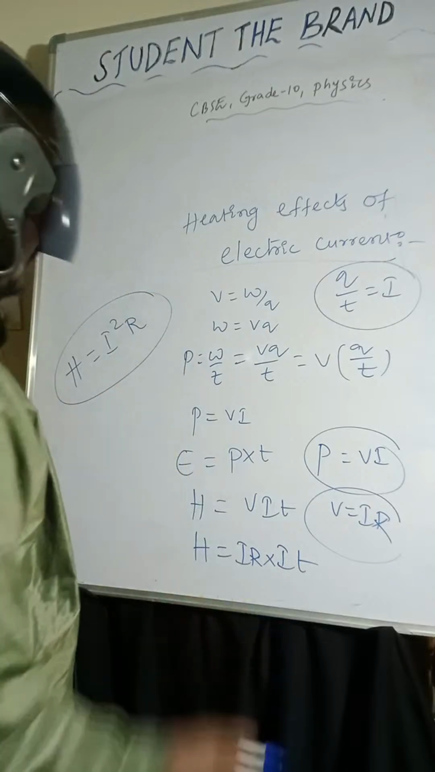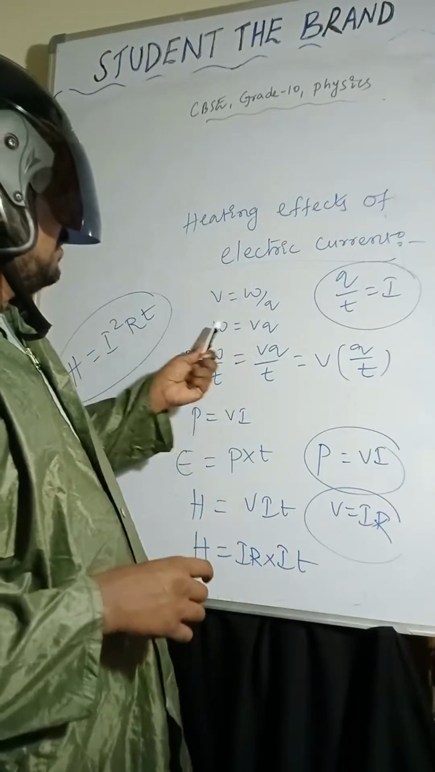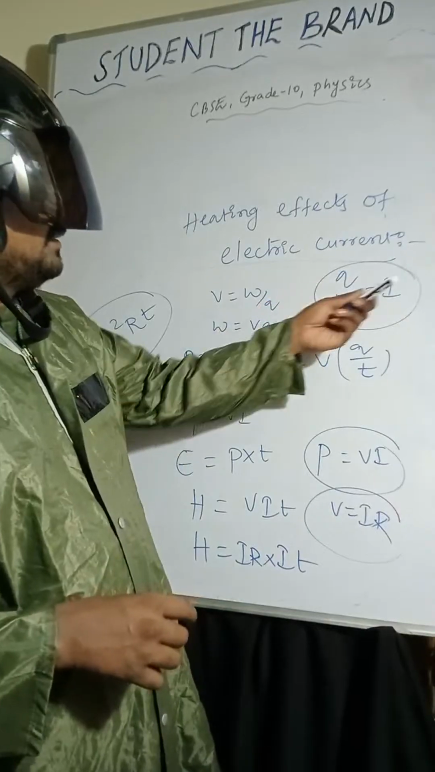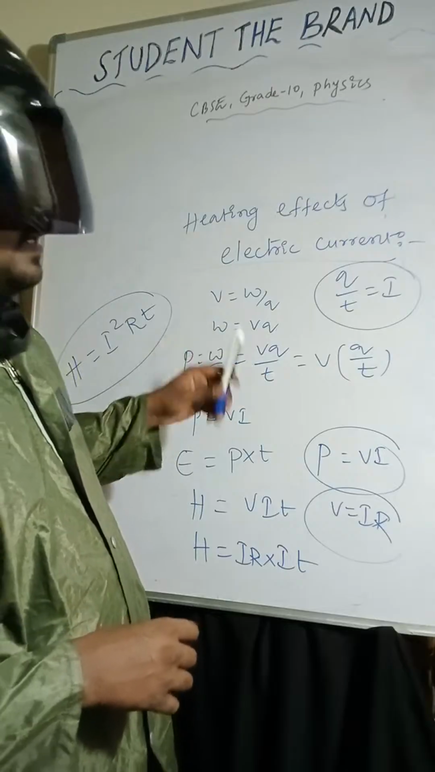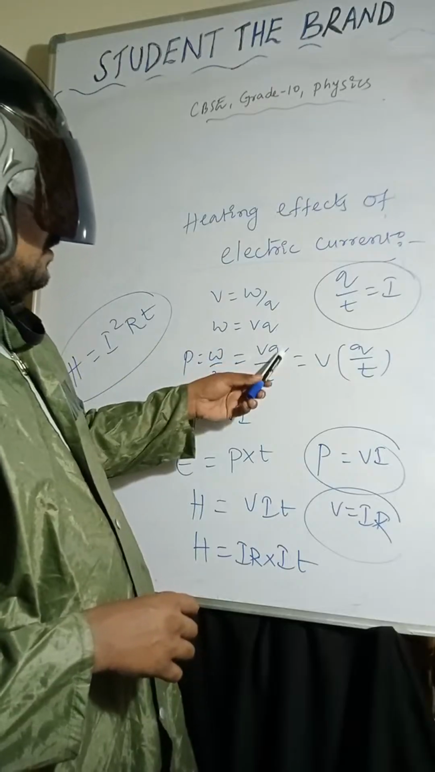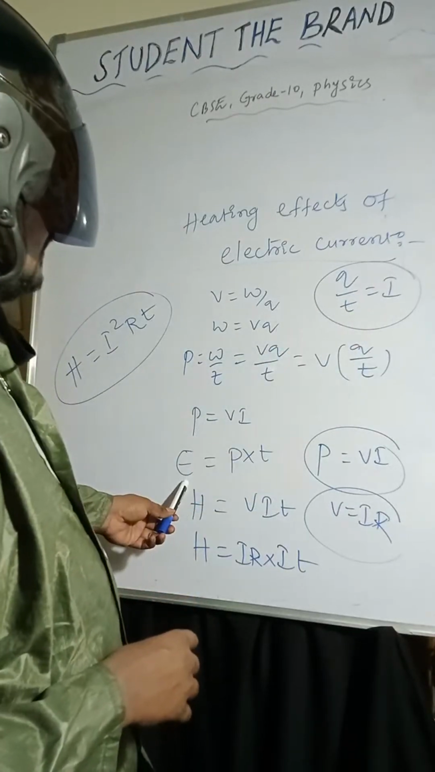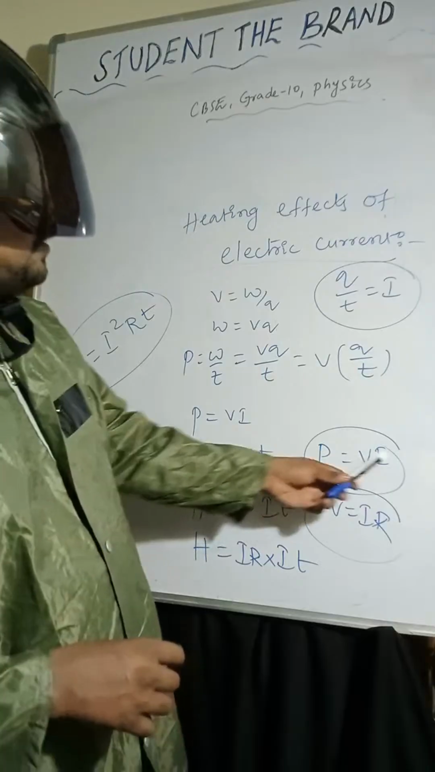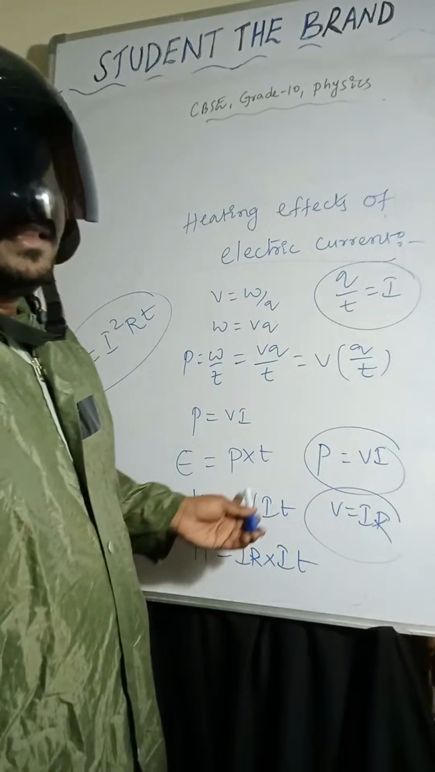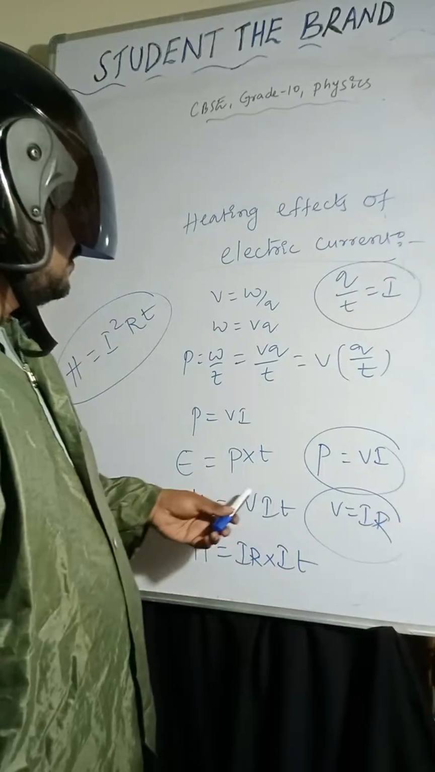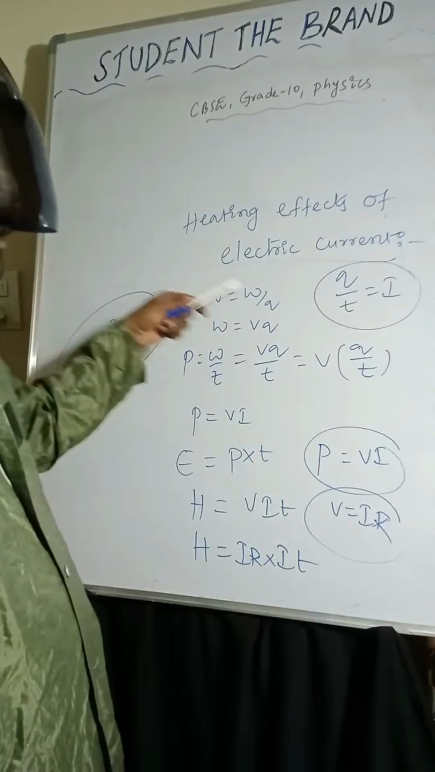Now you can check once. V equals W by Q, W equals VQ, Q by T is the current, and power equals electrical work. So electrical power P equals W by T, VQ by T, V into Q by T, Q by T is I, so P equals VI. Energy given to the conductor equals P into T. Whatever energy is given to the conductor will be dissipated in the form of heat. H equals VI into T, V equals IR, so H equals I into R into I into T. So H equals I square RT.